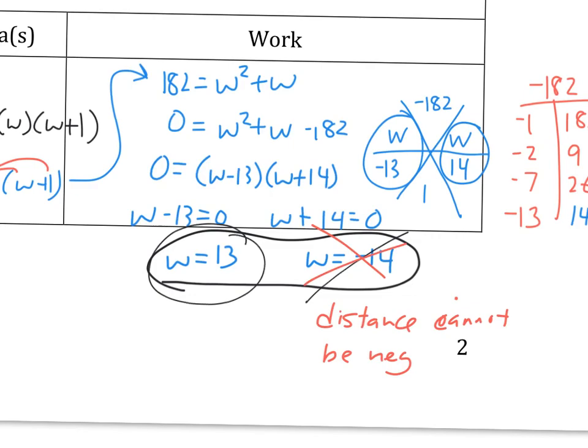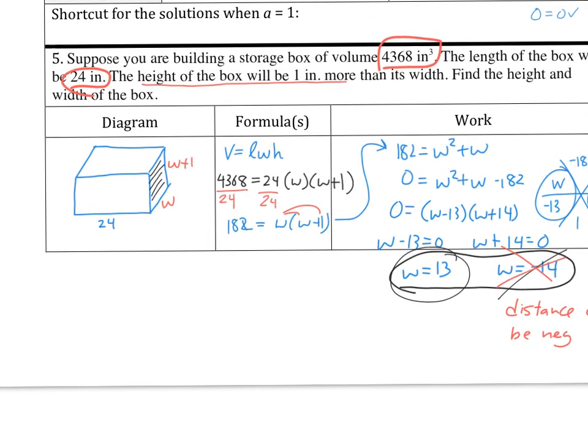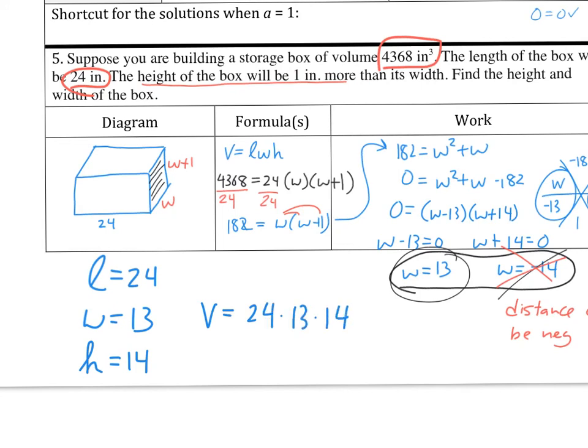So we haven't answered the question, so let's make sure we go back and answer the question. We know that the length is 24 because they told us so. We know the width is 13 because it can't be negative 14. And lastly, the height of the box is 1 inch more than its width. So the height has to be 14. And how do we check this? 24 times 13 times 14. All we have to do is plug that in to see if we get the 4368. After we check it, it does indeed work.